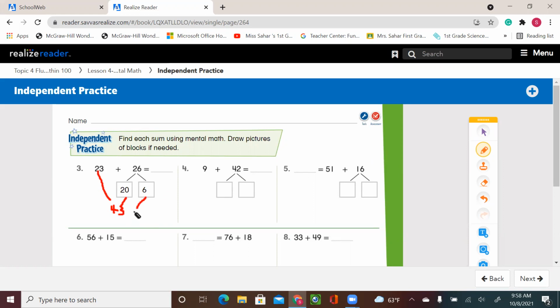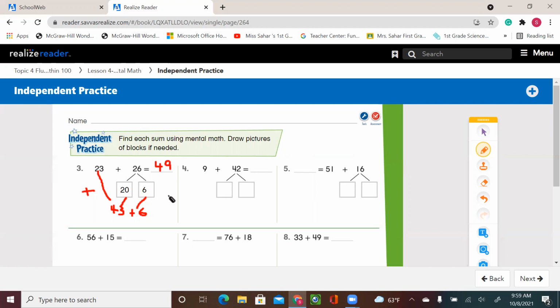49. So 43, let me put plus here to remind you when you look at the video, that's what we're doing now. And I'm gonna also put plus here, that means this. And then with the 20s, that's that total. Now 43 plus 6 equals 49. And that's my answer and my sum for question number 3.